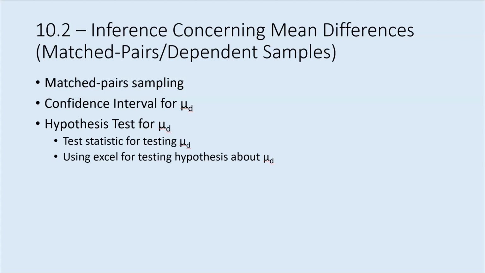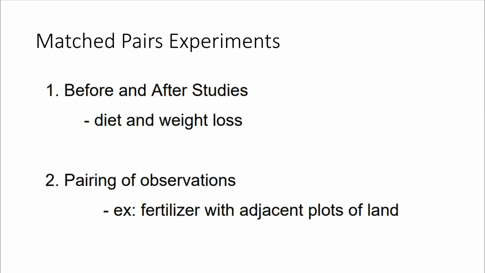All right, this is 10.2, and in this section, we're going to be dealing with dependent samples, which are often called matched pairs. And we're going to do everything we did for independent samples, but this time with dependent. So first, let's talk about what is a matched pair. How can you tell if something is dependent or independent?